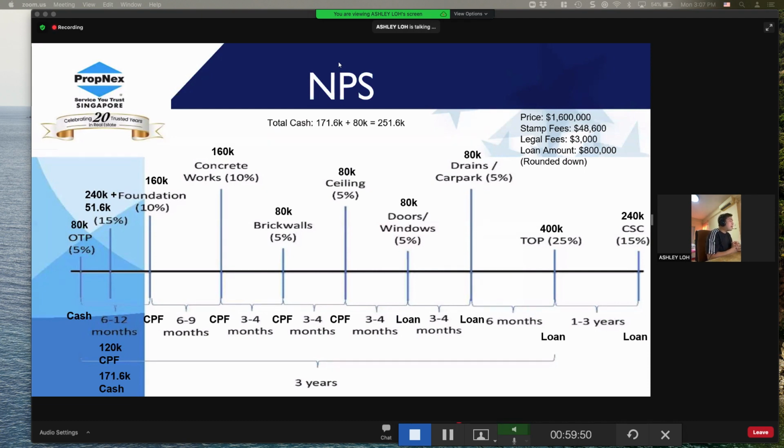Resale levy for executive apartment is 50K. Yes, correct. It's $50,000. Unless you're talking about EC, then it's 55.